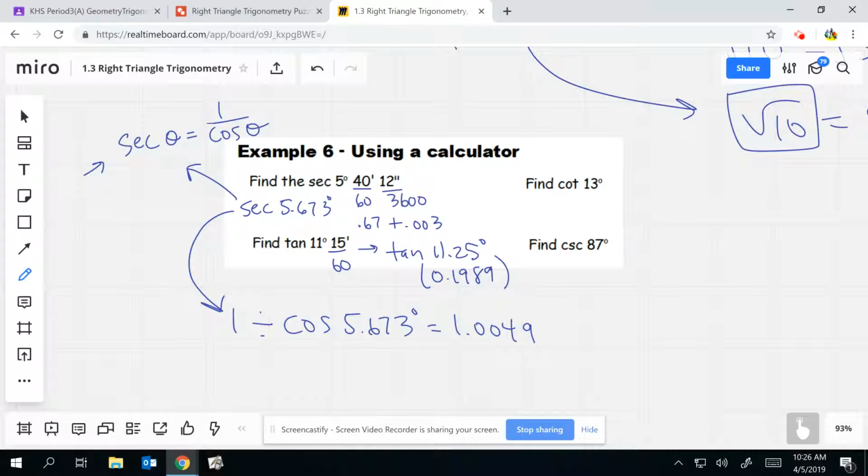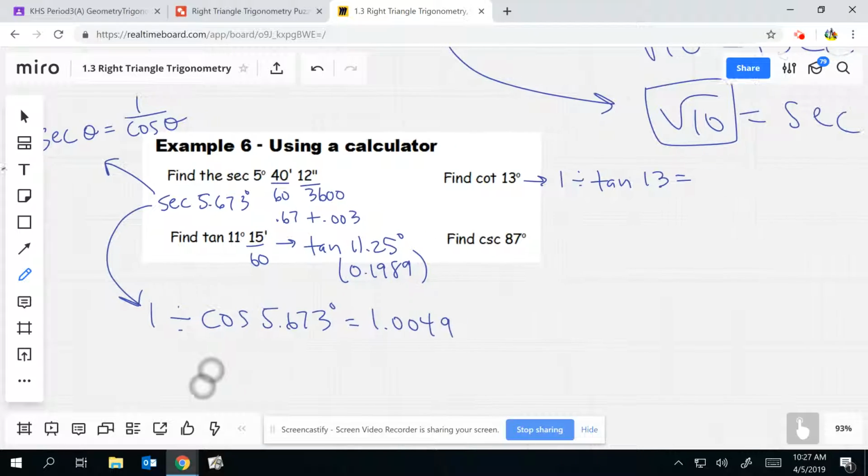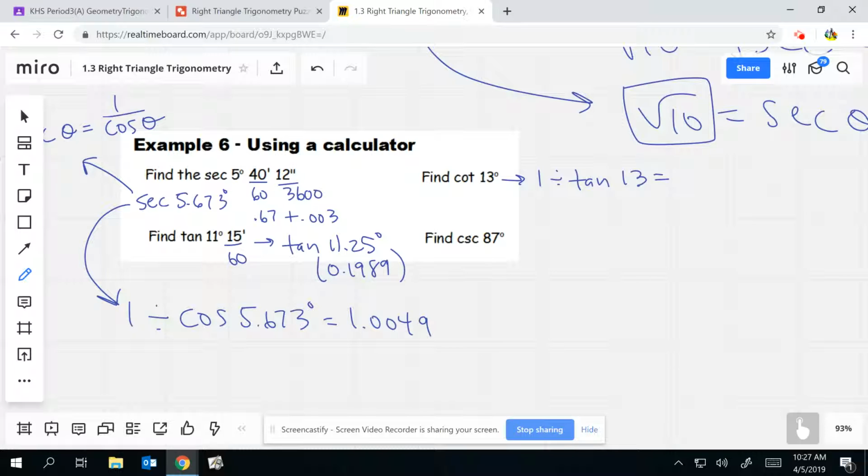The last two, you don't have to convert any minutes or seconds. Just got to plug them in. Cotan is the reciprocal of tan, so it's going to be 1 divided by tan of 13. So you're going to get your calculator, put in the 1 first, and then division, 1 divided by, and then you can put in tan of 13. Because it's the reciprocal of tan, 4.3315. That's cotan of 13. That's what it would be.